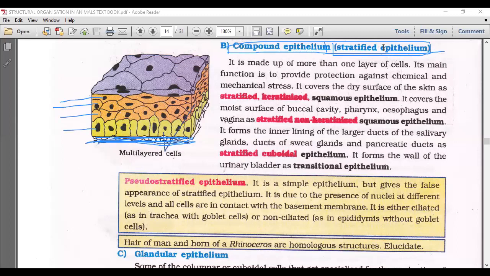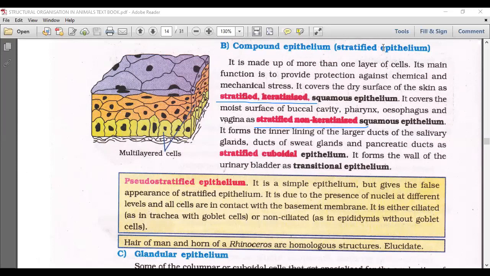As we have seen in the case of simple epithelium earlier, above the basement membrane only one row of cells is present. But here you can see it is multi-layered, that many rows of cells are present. That's why we call it stratified, a compound epithelium. We need to say it as stratified or compound epithelium. In that, stratified squamous epithelium is further classified into stratified squamous keratinized and stratified squamous non-keratinized. So first of all, let us see the stratified squamous keratinized epithelium.